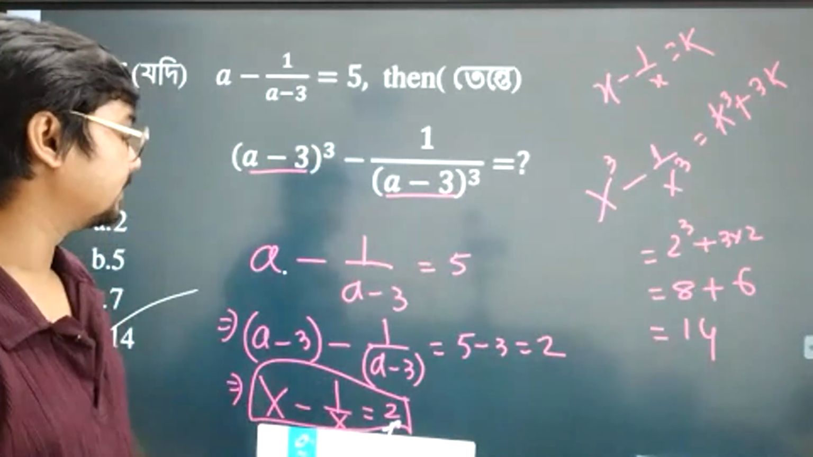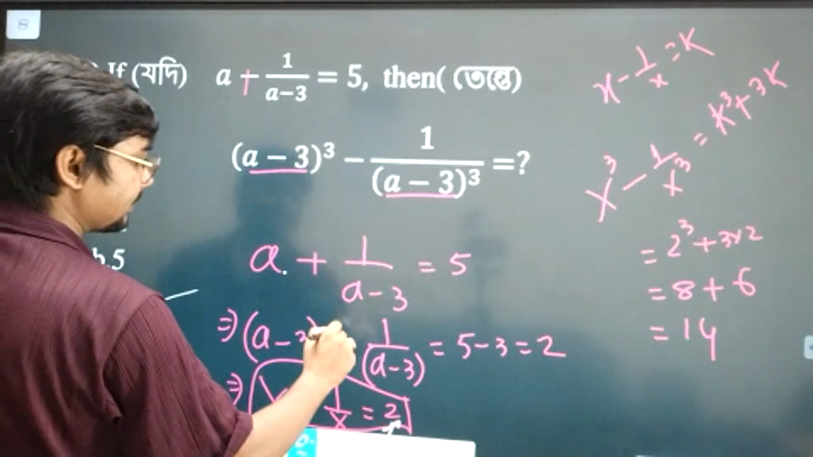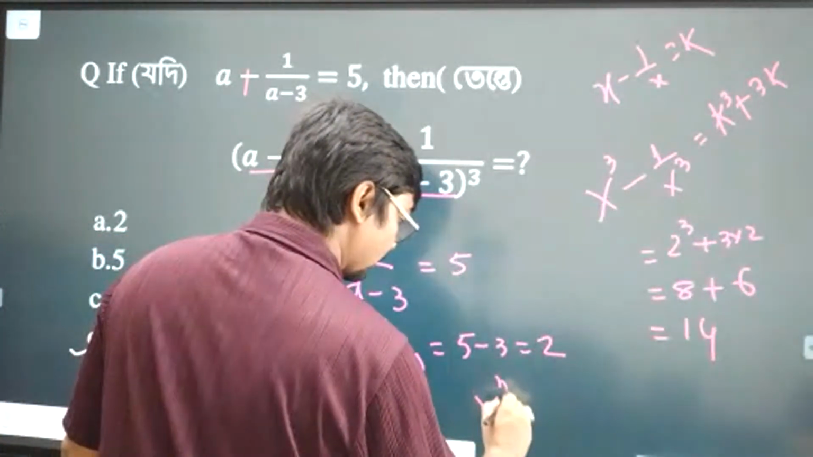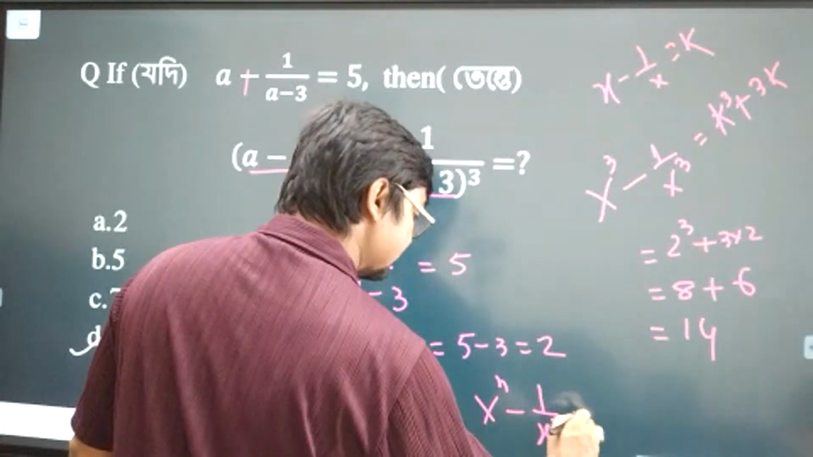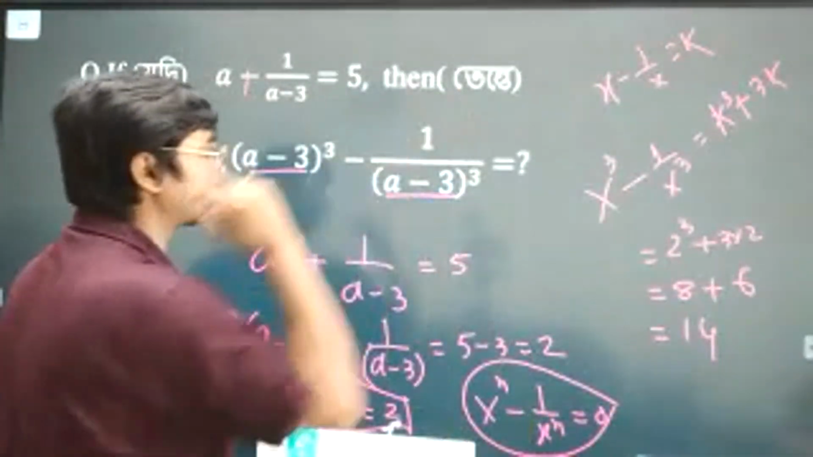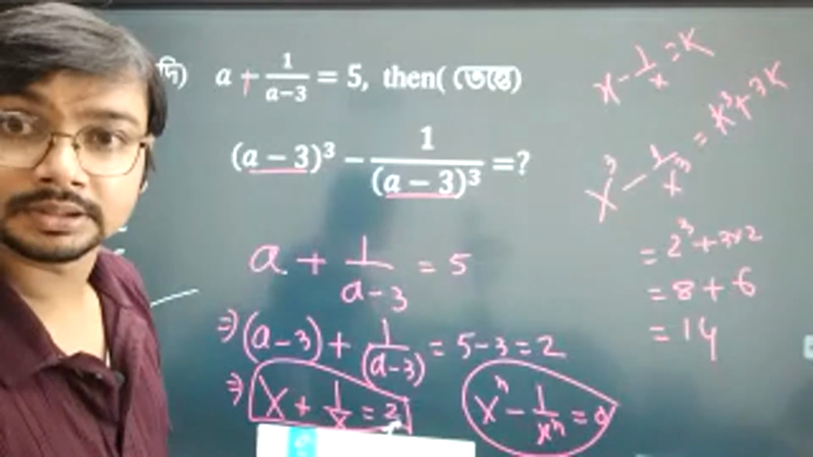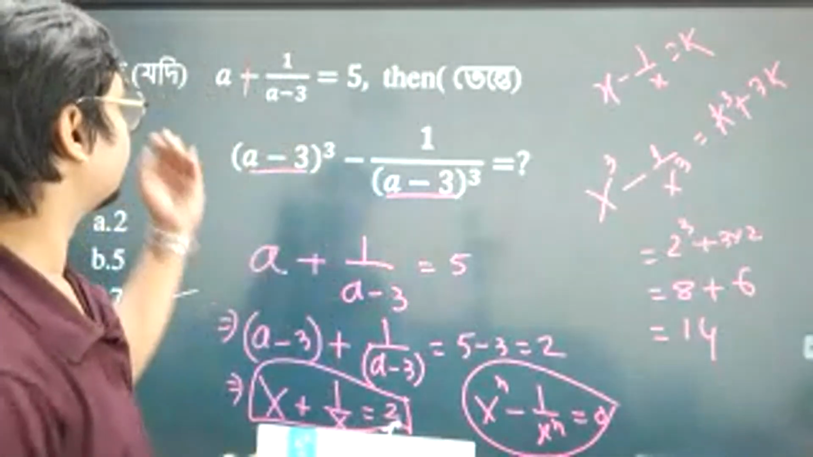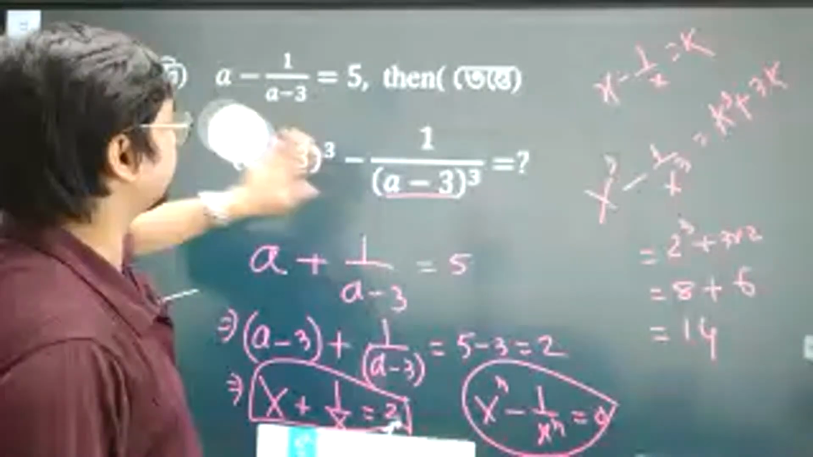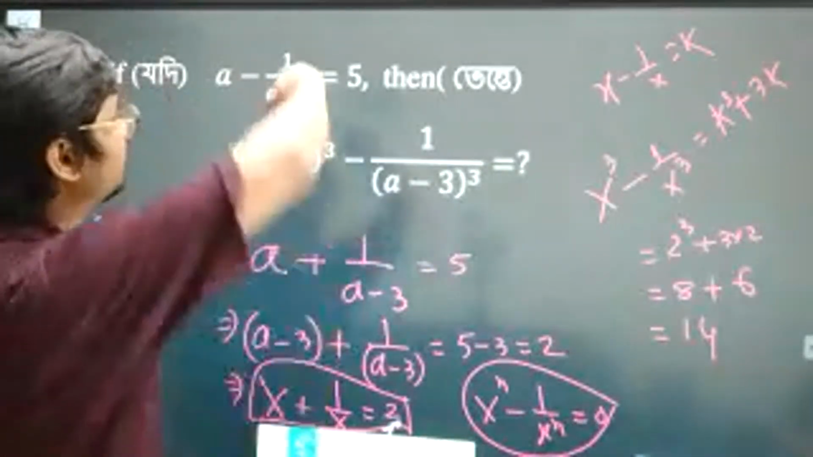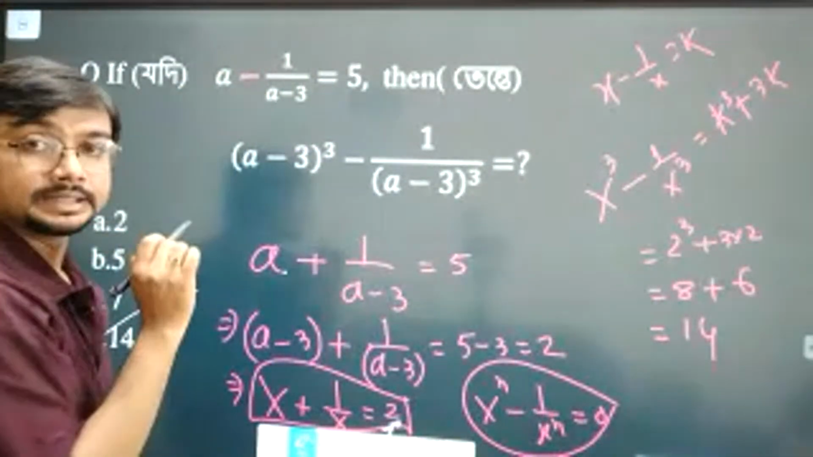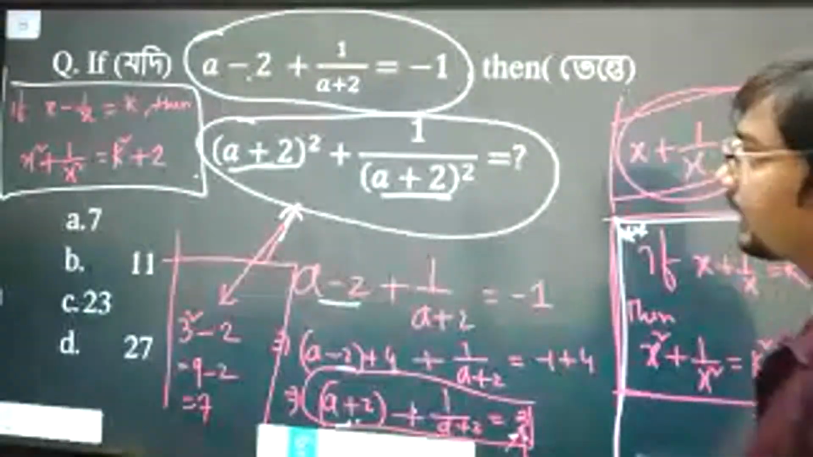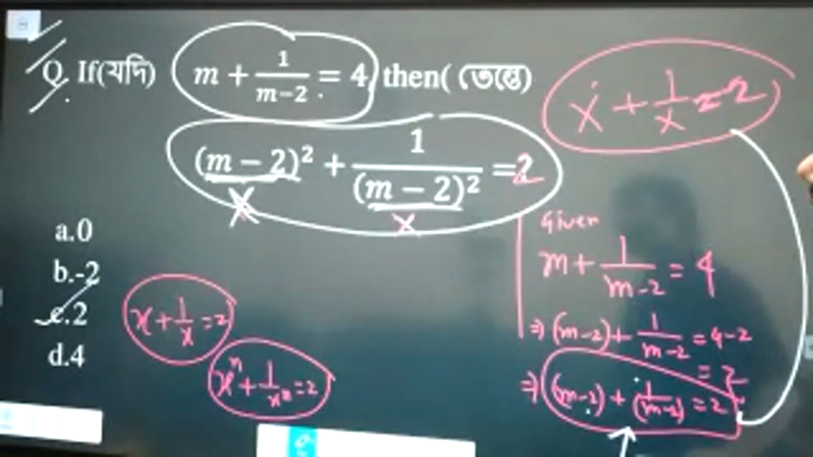Here we see x minus. If we put a plus here, then this value will be zero. So if x plus 1 upon x is 2, we have this formula, x to the power n plus 1 upon x to the power n, equal to 0. Then we can put this expression as 0. But here, sir, why? No, you see, if the question is like this, they provide here minus. So minus means we need to go to this formula.